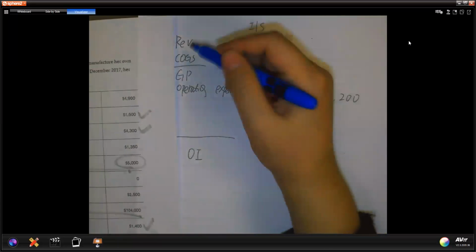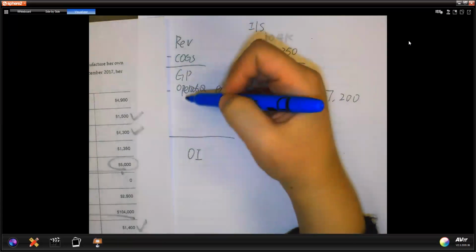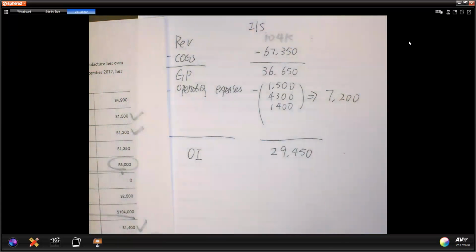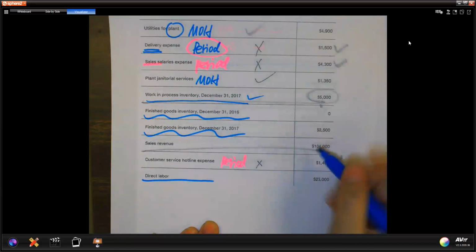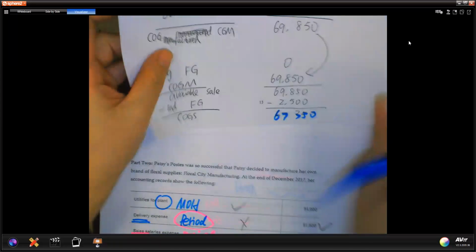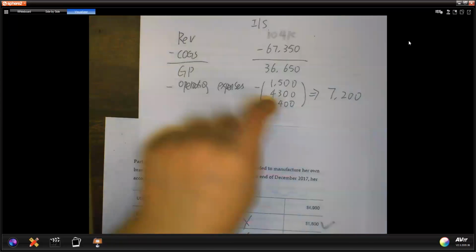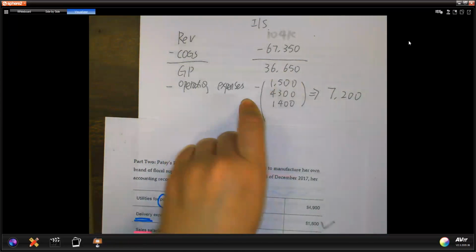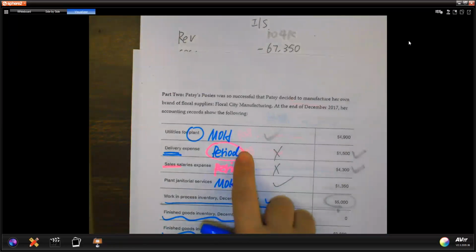How do we get our income statement? It's your revenue, cost of goods sold, gross profit, minus operating expenses gives you operating income, right? Revenue, the question told you is here. Cost of goods sold, we calculated 63,350. We got gross profit, minus operating. We said this is operating.